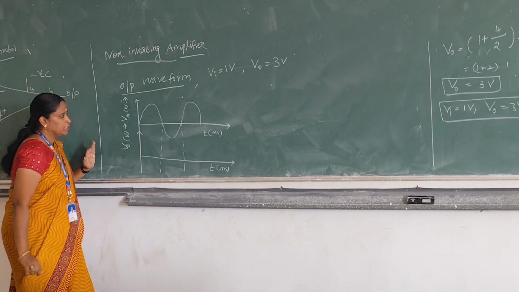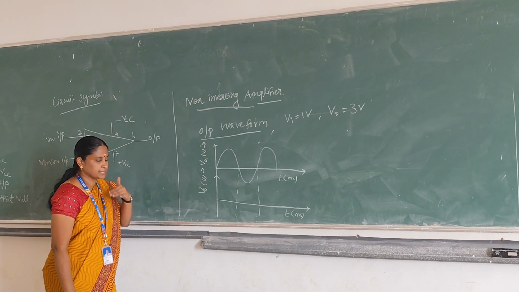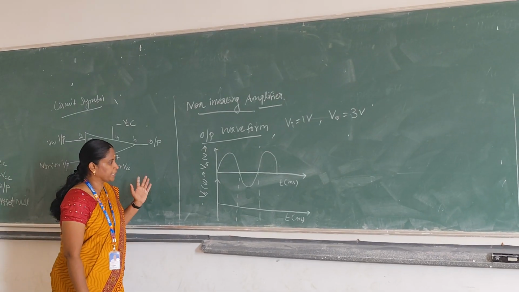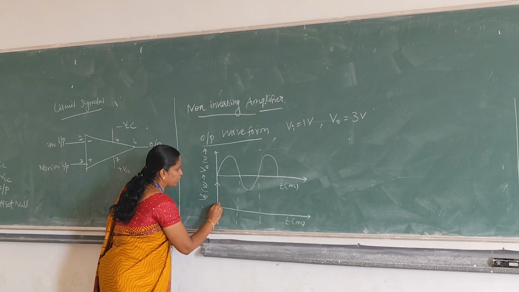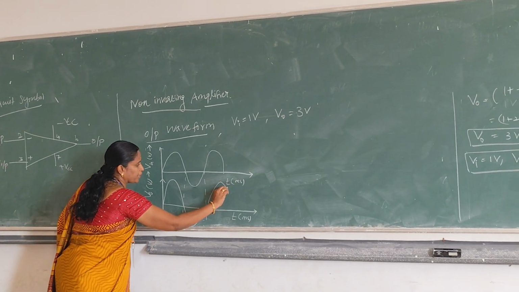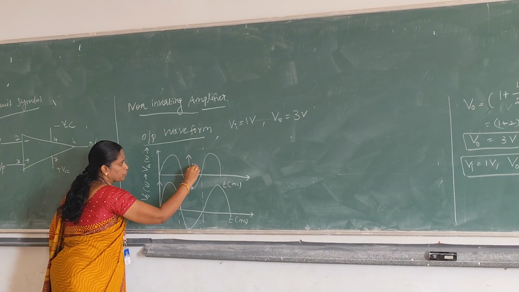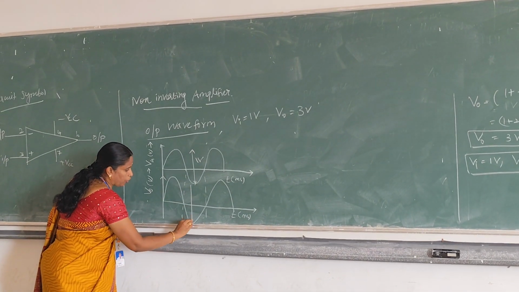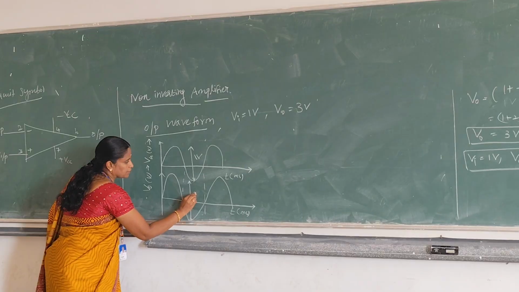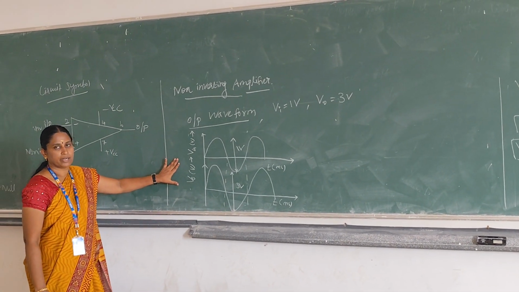Whatever input voltage we give is amplified without inverting it, so we draw the waveform like this, in amplified version. The input voltage is 1 volt and we are getting output voltage as 3 volt. So you have to draw the waveform like this.